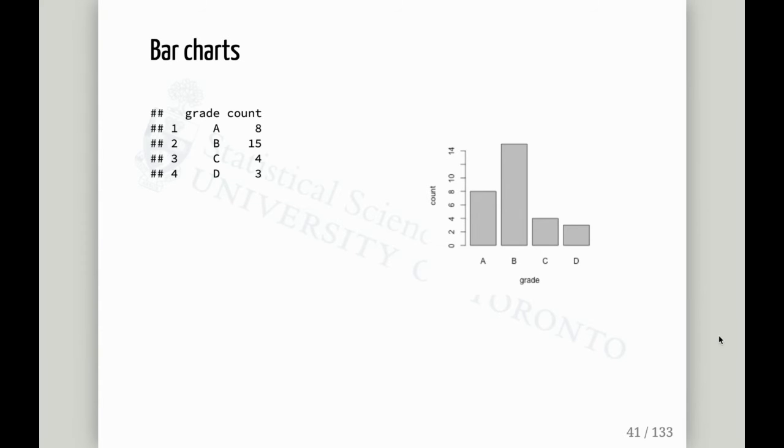All right, so bar charts. Bar charts, I'm sure you've seen before. Basically, you just make a bar for every categorical variable.